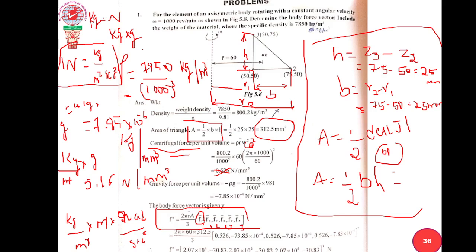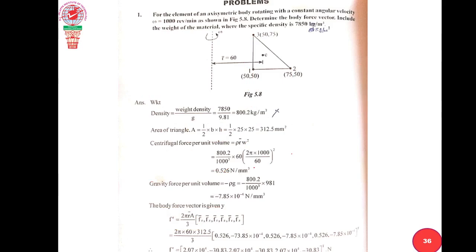We have 10 kg. How are we going to convert this into Newton? Multiply 10 kg by g, the gravity 9.81. Therefore, you will get this unit in Newton per mm cube.